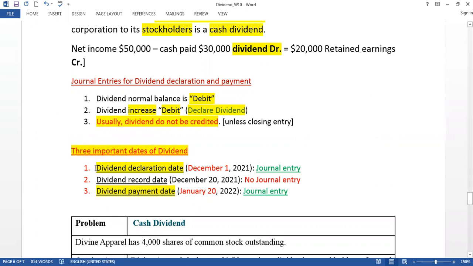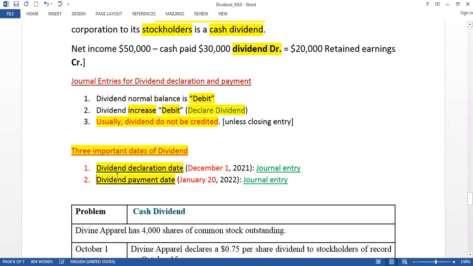The first date is the dividend declaration date. The second one is the dividend record date. And the third is the dividend payment date. Okay. So if I delete this middle one, first look at these two. We declare dividend on December 1st, 2021, right? And we pay dividend in another month, January 20, 2022. This is the real business practice. Dividend is declared one day and dividend payment is another day.